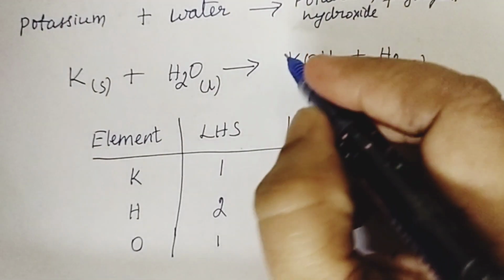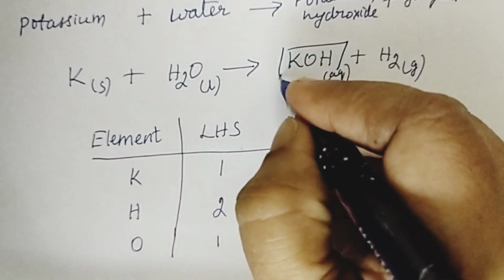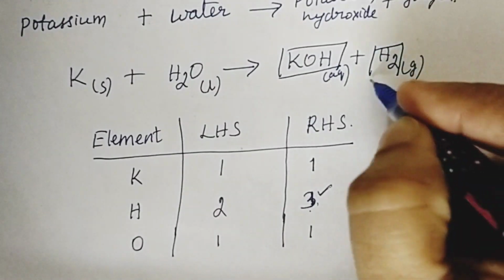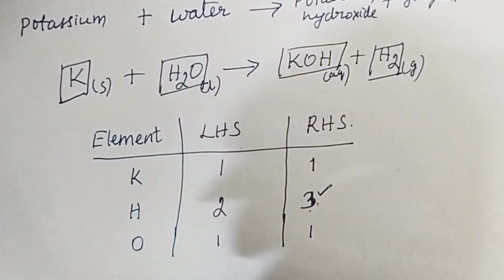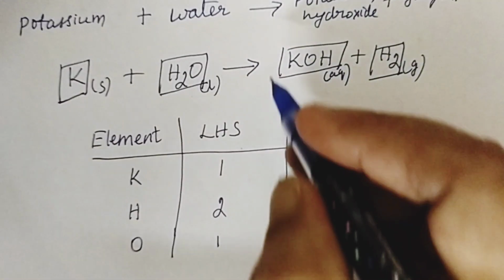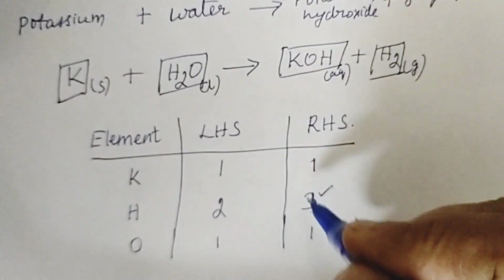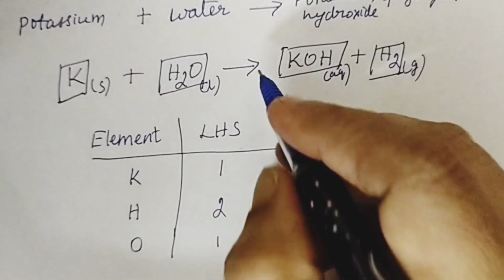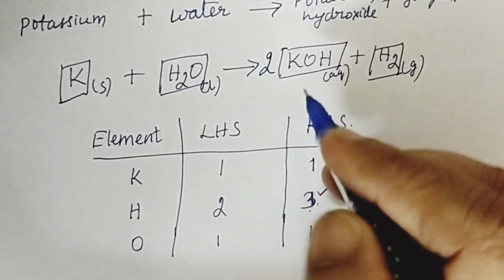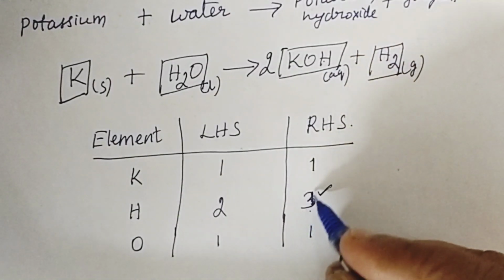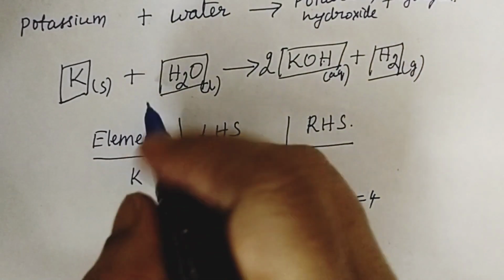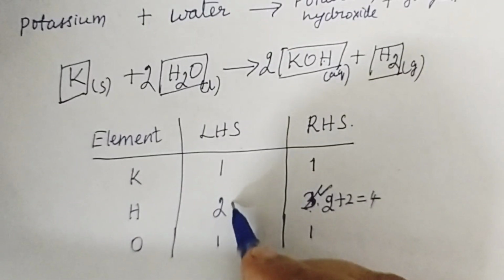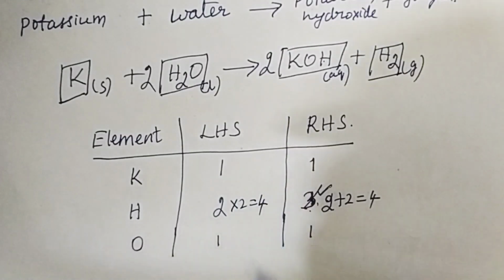So we will make it even. For that first we will draw the box. The box reminds us not to change anything inside. If we change anything inside that number, the formula itself will change. So we should not do that. We can change only outside the box. In order to make this hydrogen equal, here we will make it 2. So 2 plus 2, 4 hydrogens now. So here also we will put 2, so that 2 into 2 is 4.